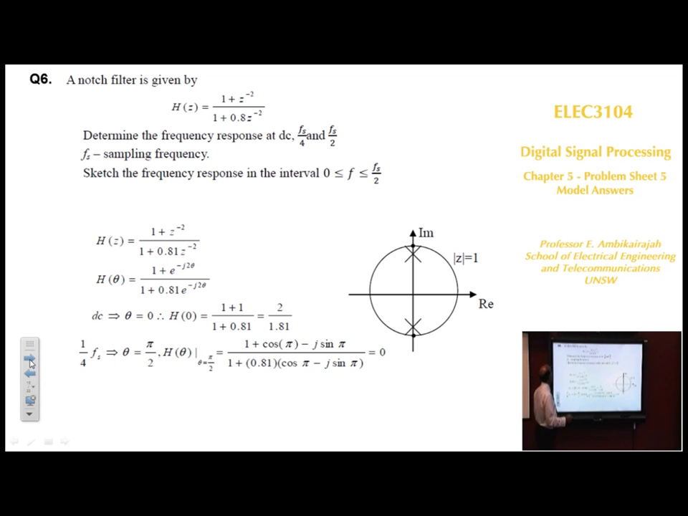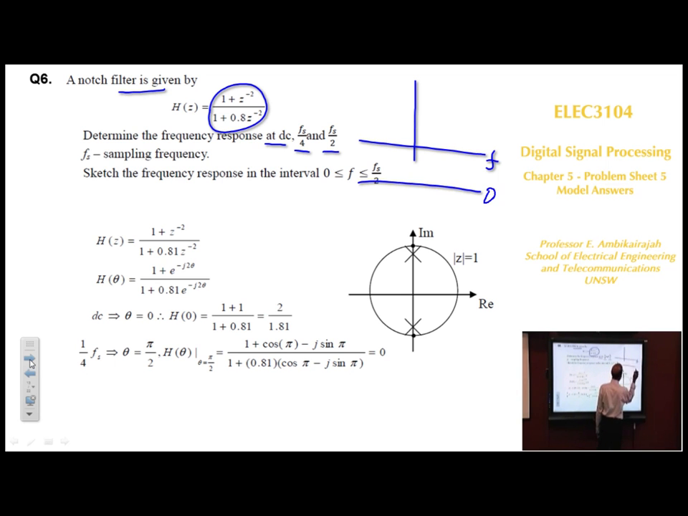Next question, a notch filter. You've been given a notch filter, which is that filter. So you've been asked to find the frequency response at DC, and at Fs over 2. Fs over 2 means, in our table, that's frequency, that's theta. Fs over 2, half the sampling, corresponds to pi. This is Fs over 4, which corresponds to pi over 2, and that's 0, and that's 0.